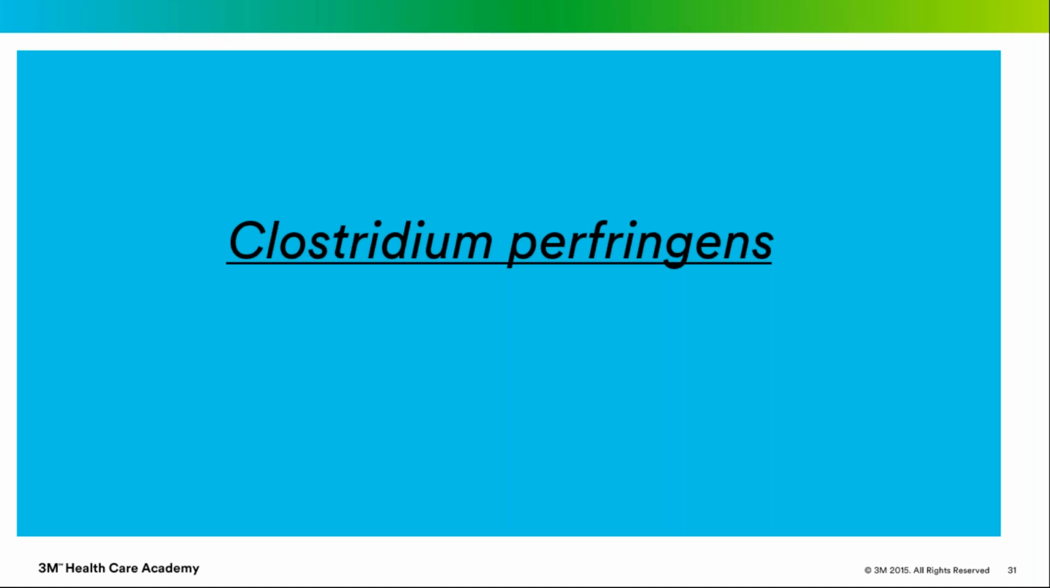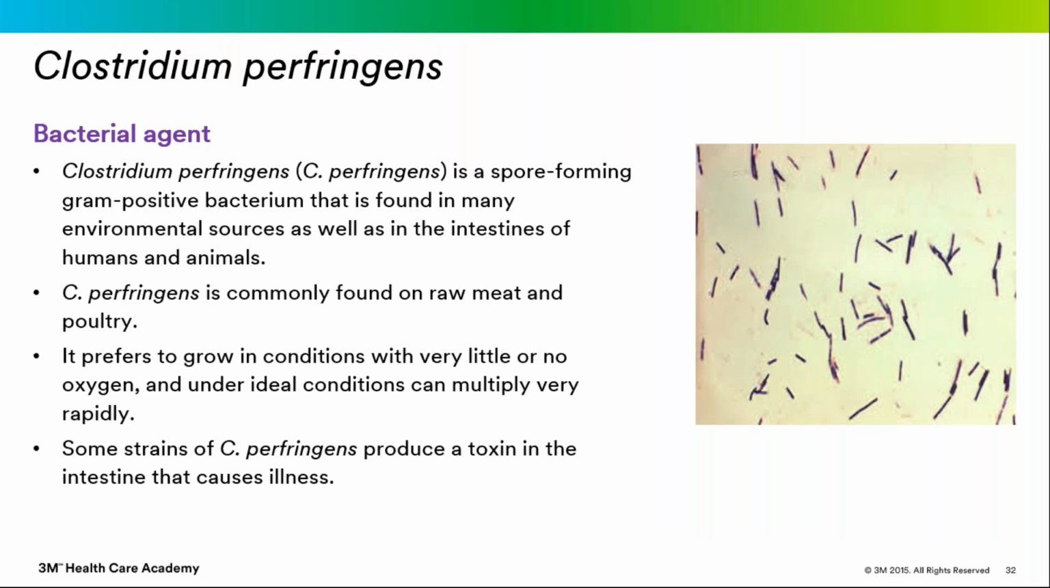Moving on to Clostridium perfringens. This is a spore-forming gram-positive bacterium that is found in many environmental sources as well as in the intestines of humans and animals. This is commonly found on raw meat and poultry. It prefers to grow in conditions with very little or no oxygen and under ideal conditions can multiply very rapidly. Some strains of Clostridium perfringens produce a toxin in the intestine that causes illness.